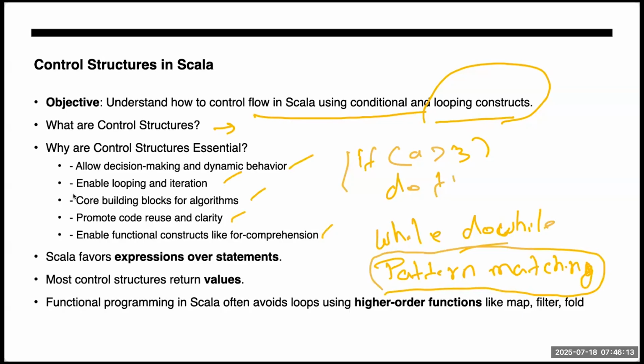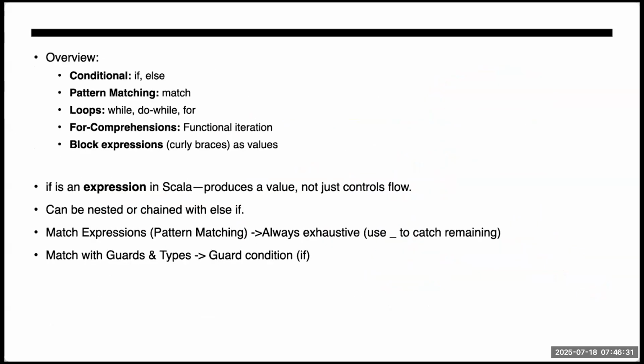These are the core building blocks of an algorithm, enabling loops and iteration. If you use the while loop or for loop, it will be looping. We'll see examples of all, then we'll understand more. As I told you, it has multiple things: conditions, if else, pattern matching, looping, block expression, for loop and all.